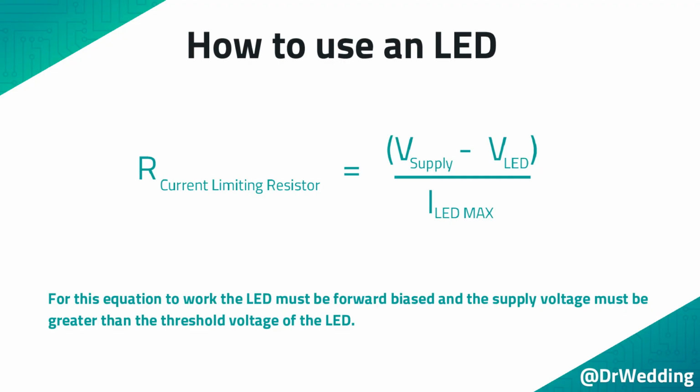For this equation to work, the LED must be forward biased, meaning the diode is pointing in the direction of conventional current flow, and the supply voltage must be greater than the threshold voltage of the LED.